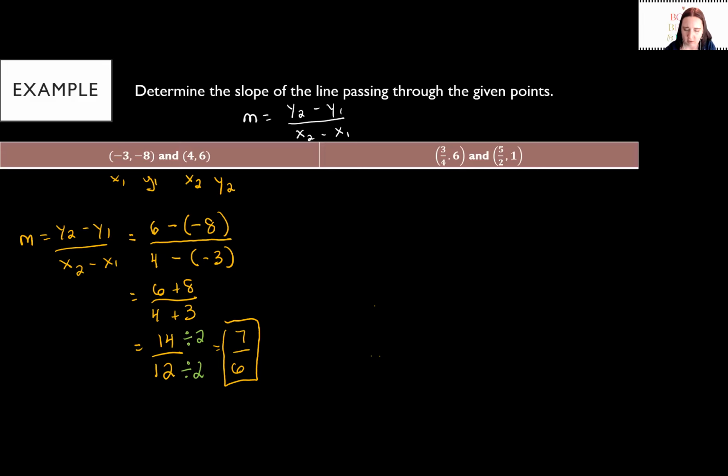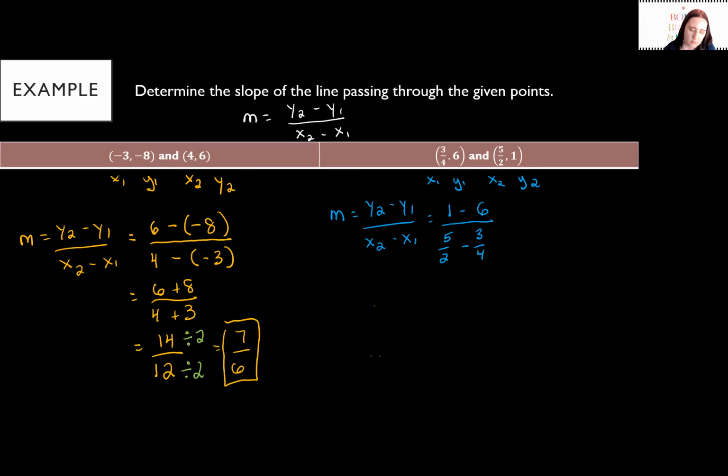Okay. So let's take a look at the one on the right where we have fractions, because finding slope between things that are fractions can get a little tricky. So again, I'm going to label x1, y1, x2, and y2. So m is y2 minus y1 over x2 minus x1. So y2 is 1 and y1 is 6. I can just do 1 minus 6. x2 is 5/2 and x1 is 3/4.